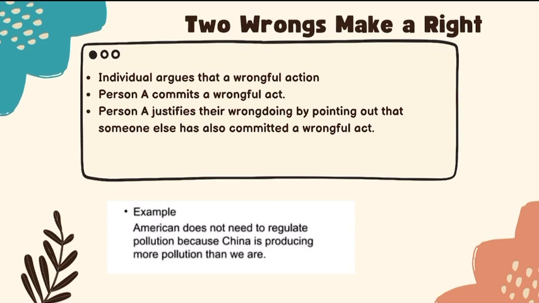Two wrongs make a right. This fallacy takes place when an individual argues that a wrongful action they've taken is justified because someone else has committed a similar or worse wrong. For example, America does not need to regulate pollution because China is producing more pollution than we are.